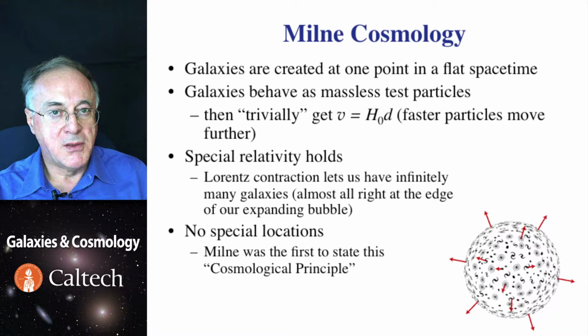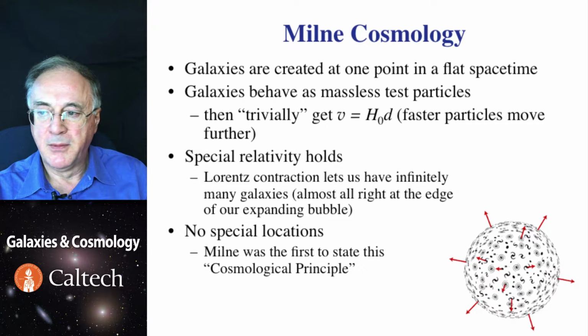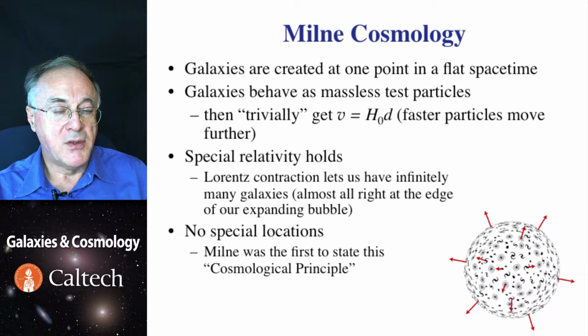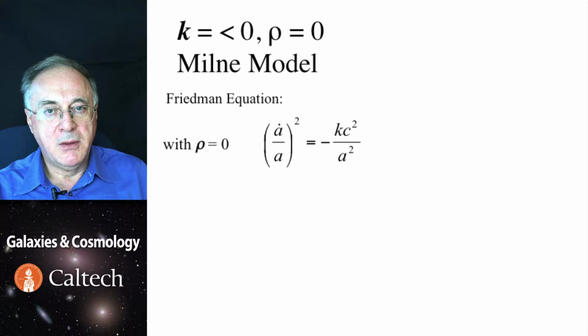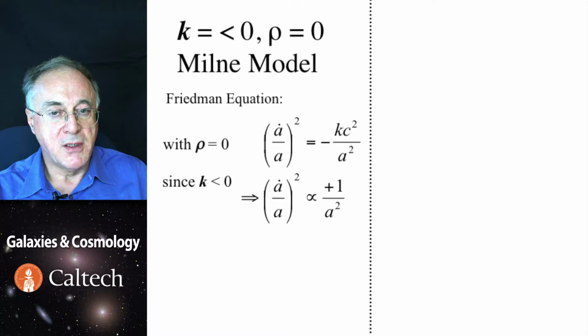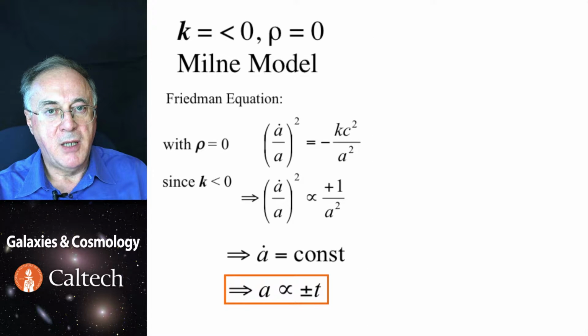Special relativity still holds. Lorentz contractions are at play. And again, there is no special location. Cosmological principle applies. In fact, Milne was the first one to introduce the cosmological principle. So this is a spatially open, negative curvature model with zero density. Its Friedmann equation is shown here, and since the curvature constant is less than 0, we can see it here. Therefore, the time derivative of scale factor is constant. If it's constant, that implies a linear expansion. The universe expands as the first power of time. Or it can be contracting, since the square root can be of either sign.